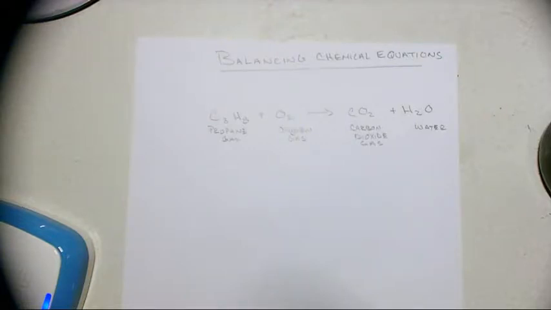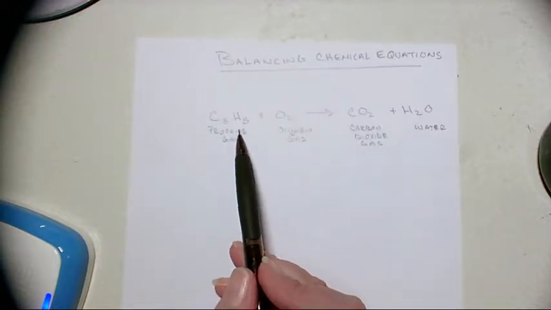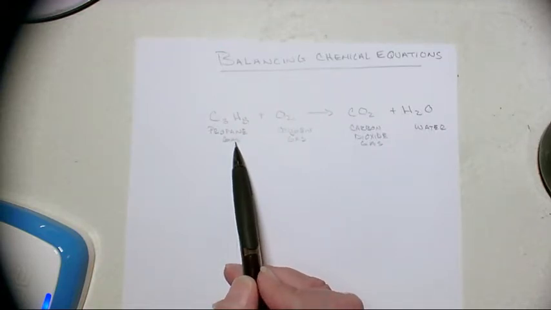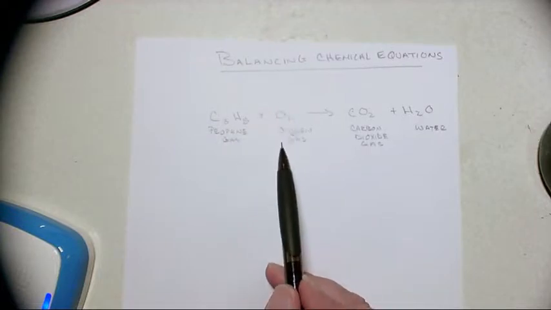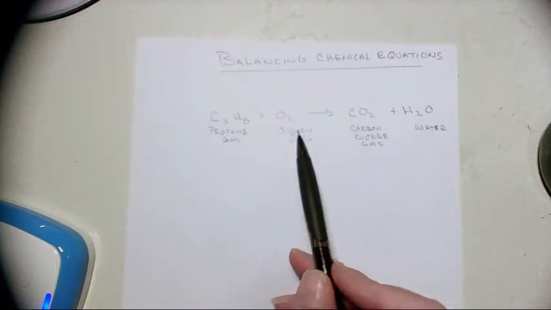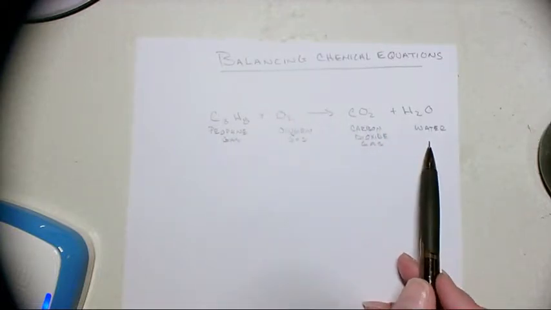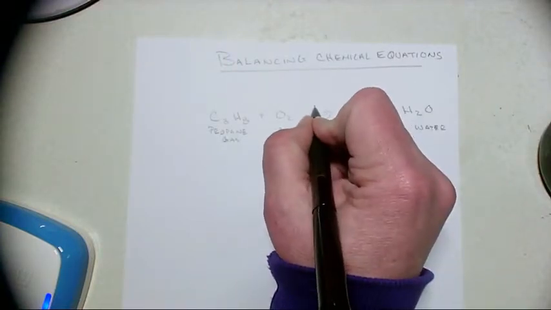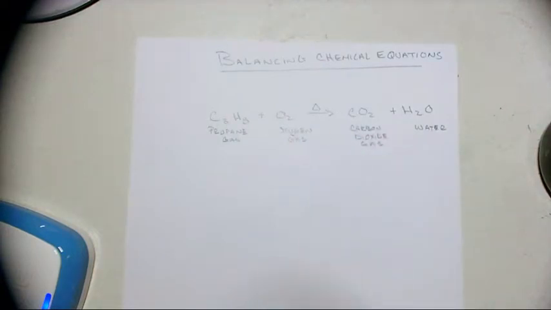So let's start with a process that you've probably seen before, or I would assume most of you have. This is propane gas. So we go outside and barbecue in the summer, and it's going to mix with oxygen gas and release carbon dioxide and water. This is a combustion reaction. So we're definitely going to have heat in order to make this happen.